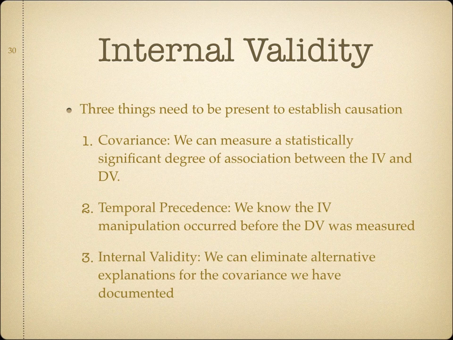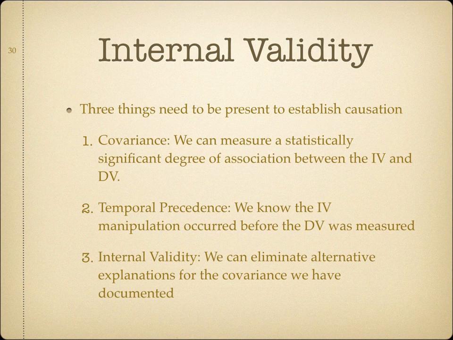Three things need to be present to establish causation. Covariance: can we measure a statistically significant degree of association between the independent variable and the dependent variable? Temporal precedence: can we know that the independent variable manipulation occurred before the dependent variable was measured? This is usually very easily accomplished, so we don't spend much time worrying about it. And internal validity: can we eliminate alternative explanations for the covariance we have documented?